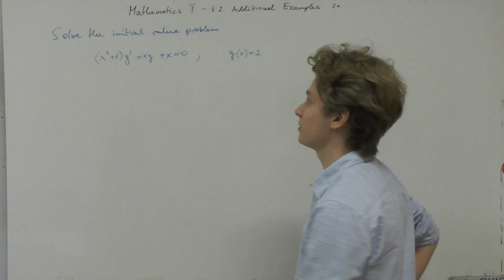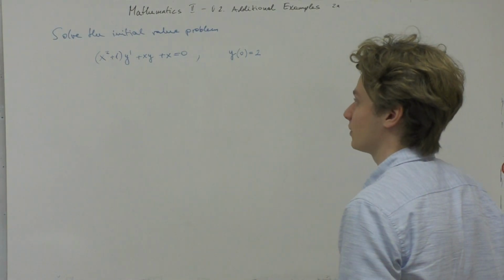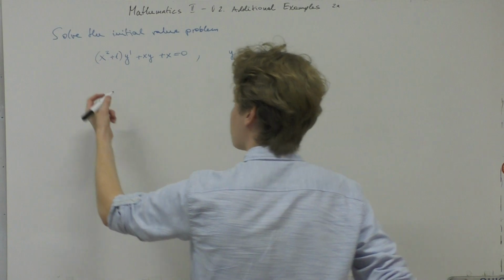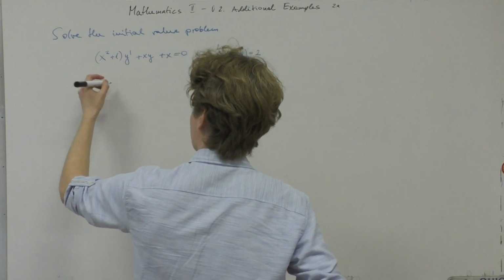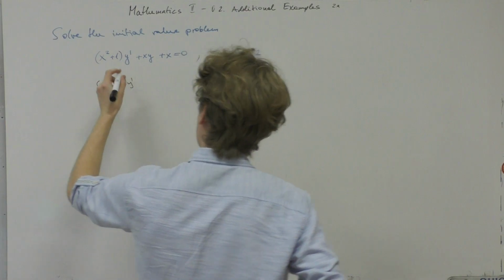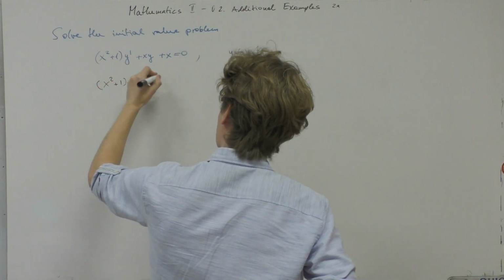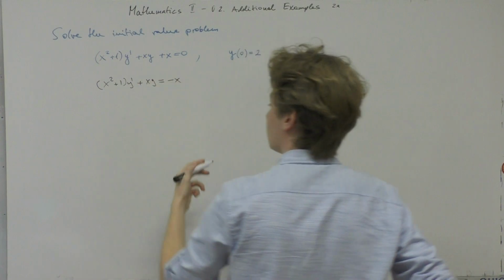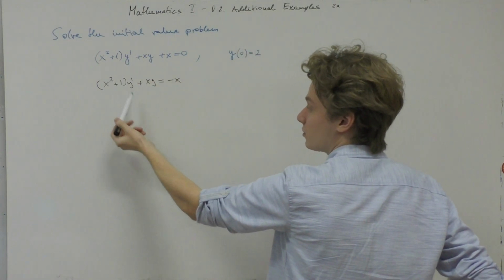We have to solve this initial value problem. The first step is to rearrange this equation. Let's subtract x from both sides. So we have that x squared plus 1 times y prime plus x times y equals minus x. And now let's divide with this.